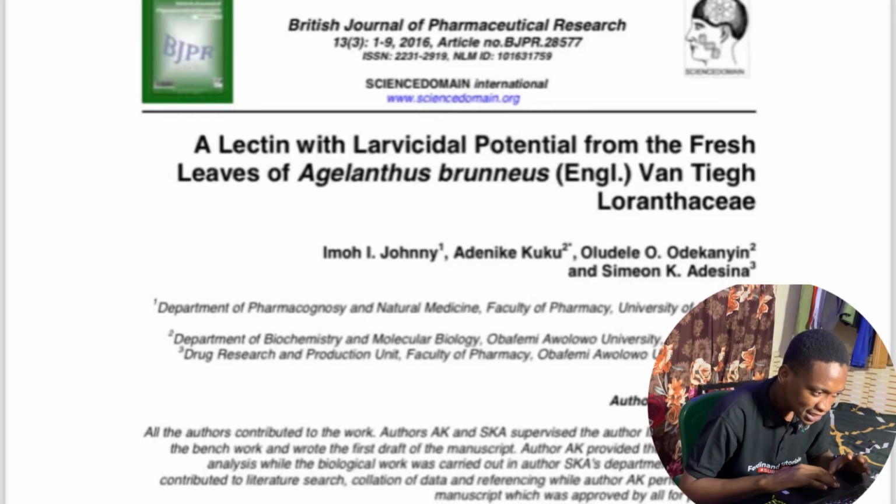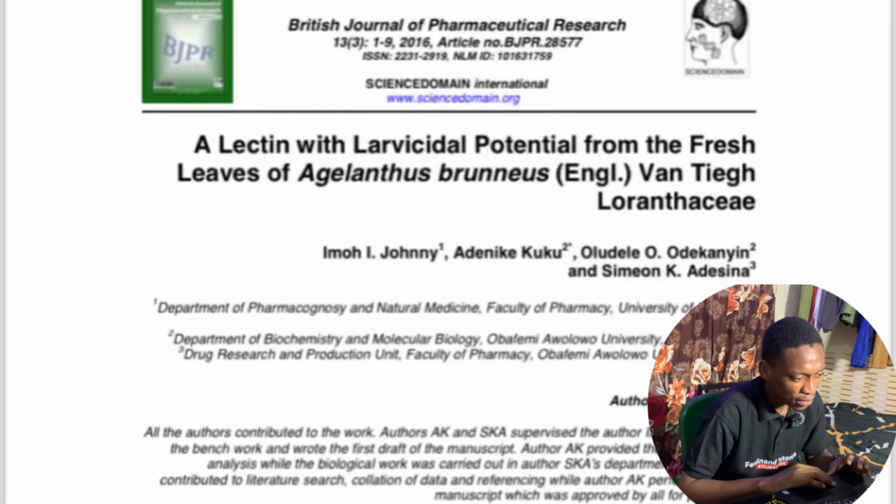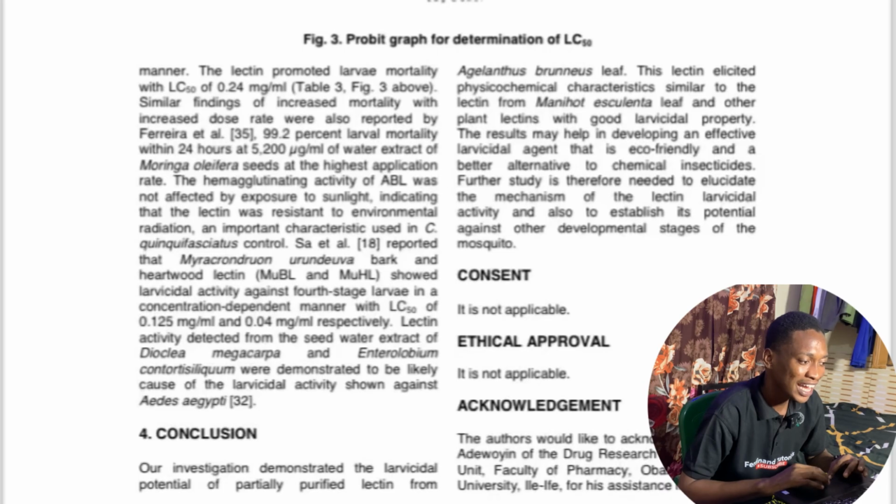If I want to cite this research article, I'm going to say Imo I Johnny, or I say Imo I. Are we there now? Imo I J et al., because here there are Adeneku, Oludele, three different individuals. So I will just say et al., open bracket, put the year, and then I'll look at the conclusion of this particular research. If it aligns with what I'm doing, I will look at what they say, summarize it, and write it down. I don't know if you are getting what I'm saying.